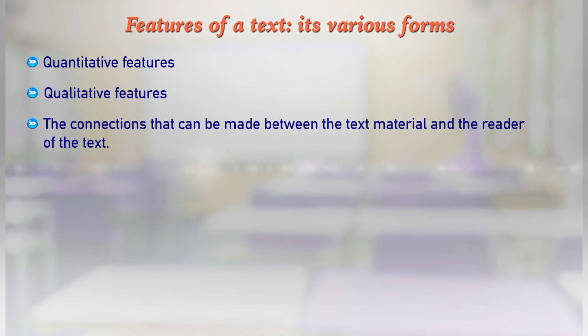But what are the features of a text that amplify its complexity and intervene in the meaning decoding process between the text and the reader? Namely, they are of 3 types: quantitative features, qualitative features, and the connections that can be made between the text material and the reader of the text. Let us discuss them one by one.